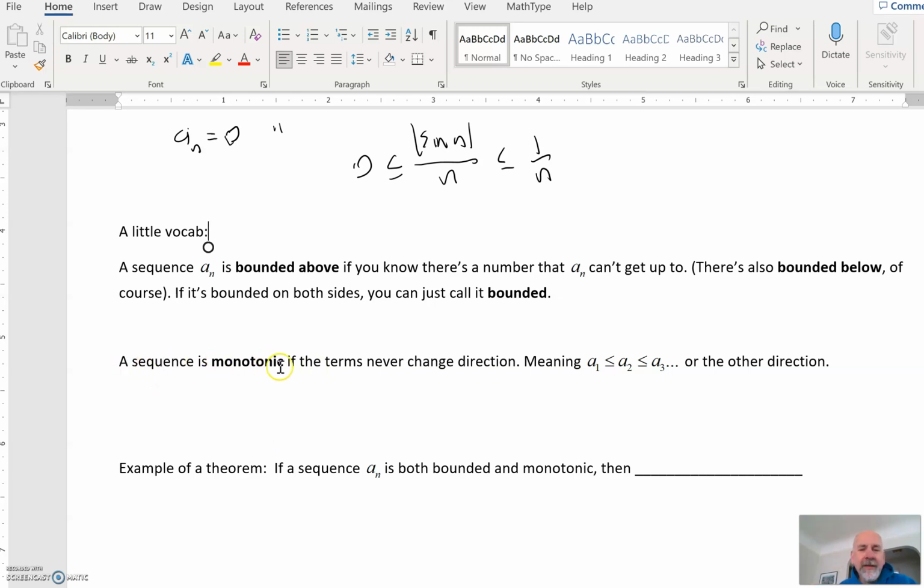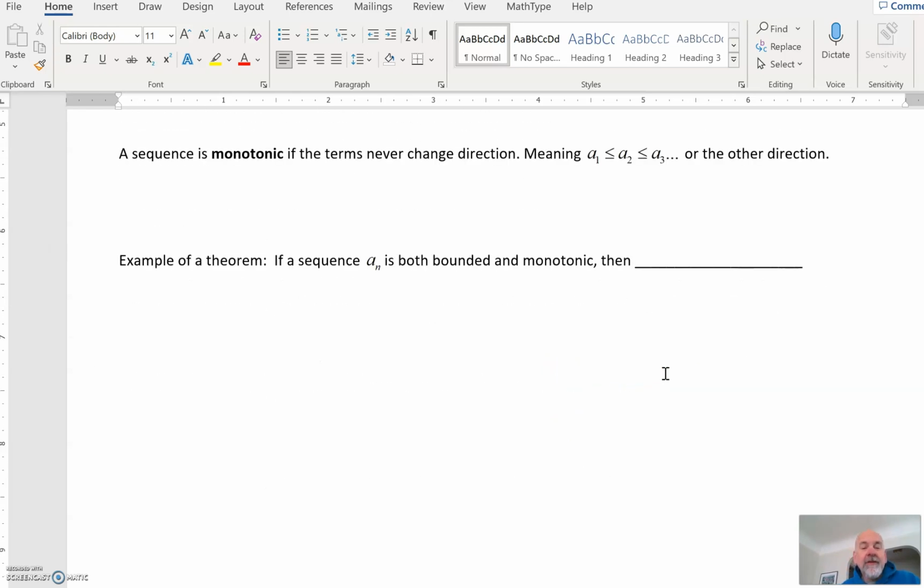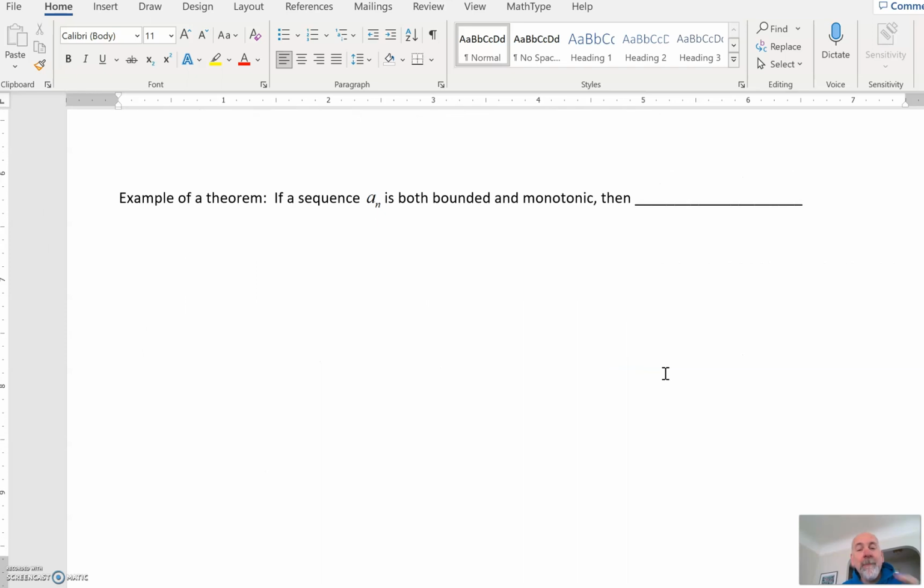And a sequence is monotonic if the terms never change direction, meaning each term is progressively larger or each term is progressively smaller, one or the other. So an example of a theorem is if an is both bounded and monotonic, then what? So let's think about what this means. This means we've got some sequence that is giving value. So the y value here is just the an, and the x value is the n. You could put it on a graph if you want to, but that's the idea of this.